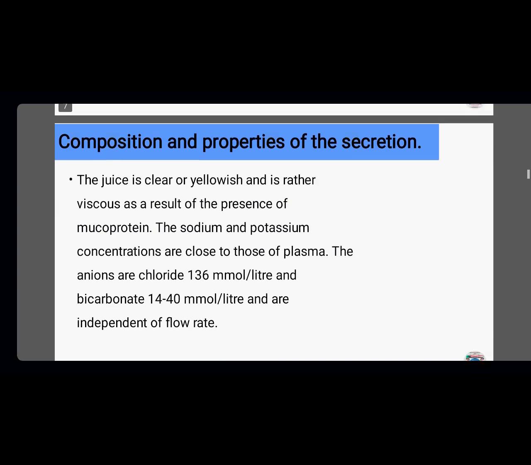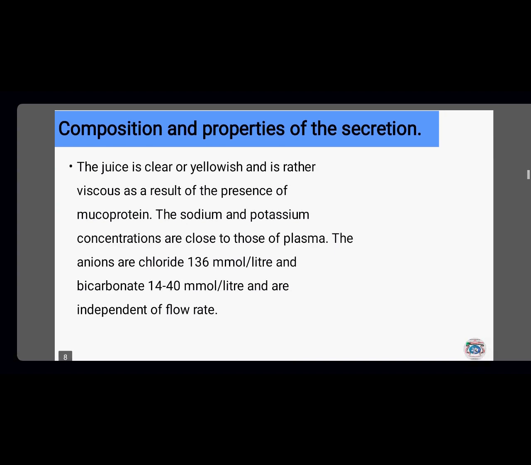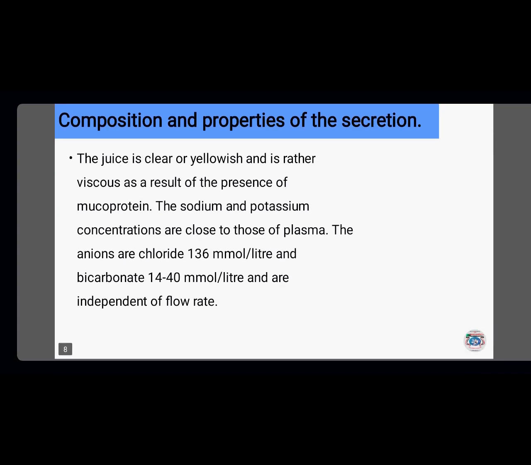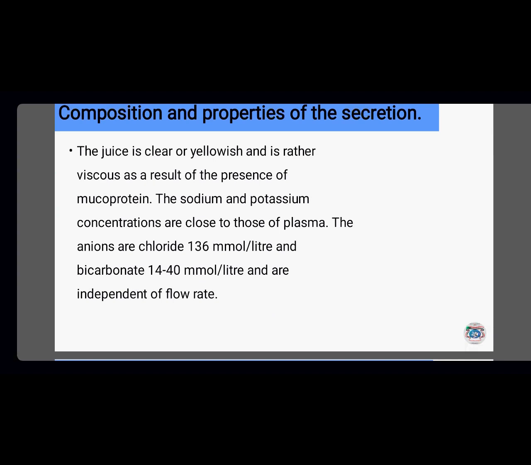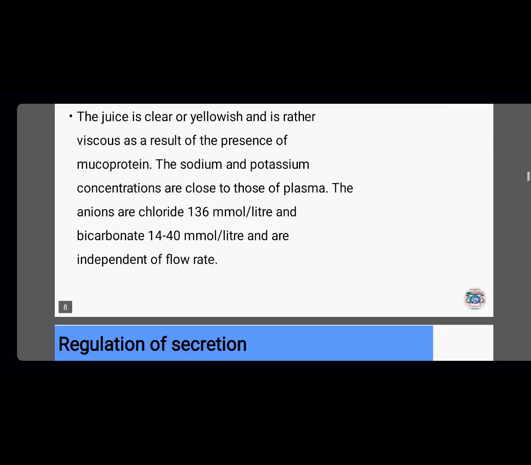Now we will see the composition and properties of the secretion. The secretion is clear or yellowish and is rather viscous as a result of the presence of mucoprotein. This mucoprotein makes it viscous. The sodium and potassium concentrations are also close to those of plasma. The anions are chloride, 136 millimole per liter, and bicarbonate, 14 to 40 millimole per liter, and are independent of flow rate.